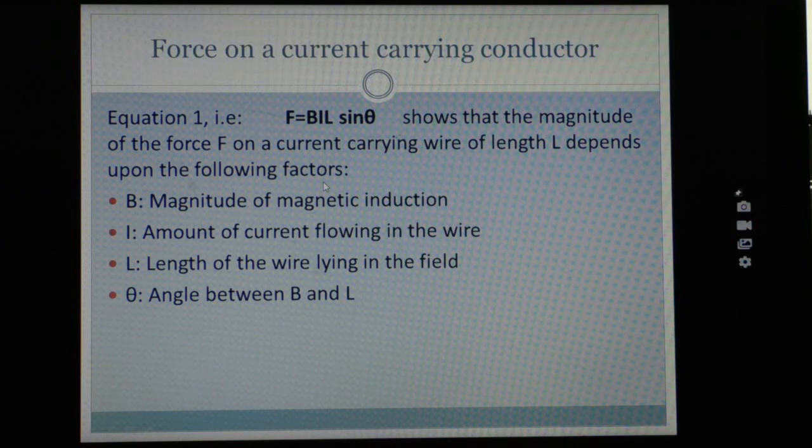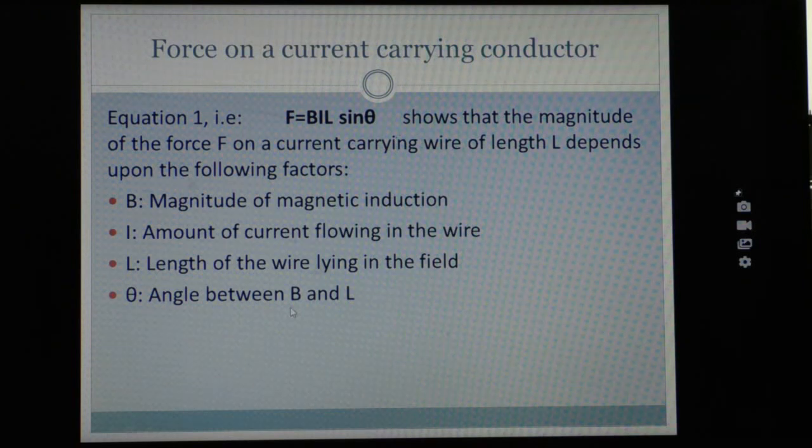So in the end, what we conclude: what are the factors on which the magnetic force depends? It depends upon how many factors? 4. Which ones? B, I, L and angle theta. That is, B stands for magnitude of magnetic induction, I is the amount of current flowing in the wire, L is the length of the wire lying in the field, and what is theta?